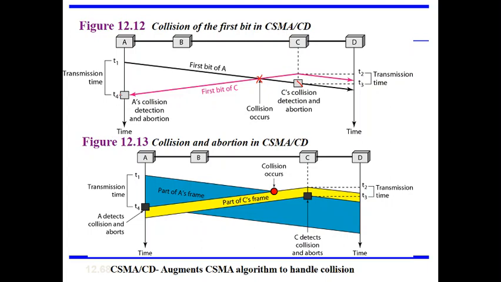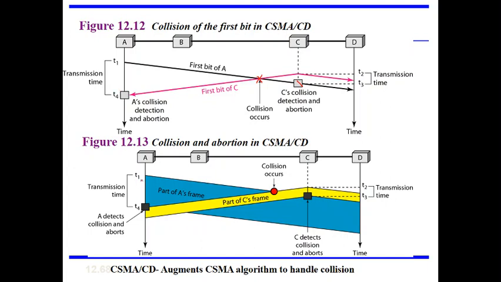That is what I told in the previous slide. Sending a frame and detecting a collision is a repeating procedure in CSMA/CD. It transfers the frame and waits until it receives the collision signal. Once it receives the collision signal, it stops sending the frame.